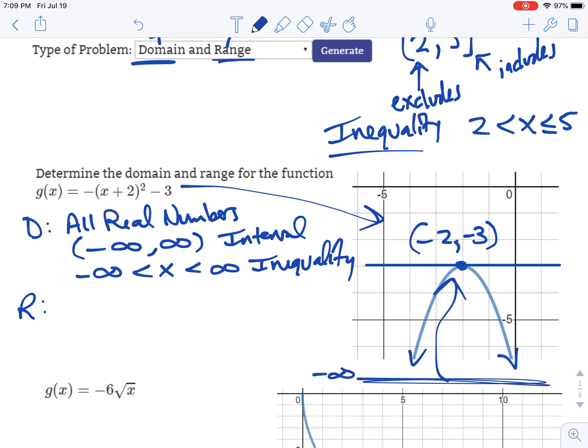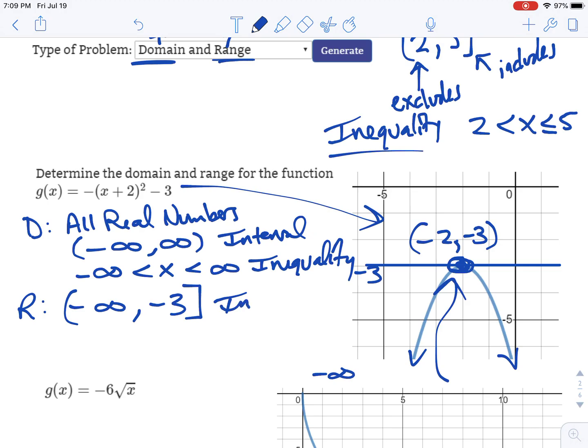So -infinity to -3 would be our interval. We can include -3 because we do actually reach it. The only time you wouldn't include it in this example is if it was an open circle at that vertex, then you would not include it in that notation.